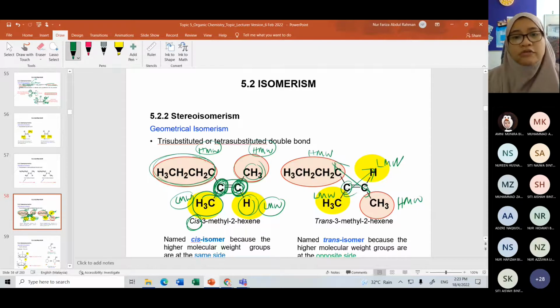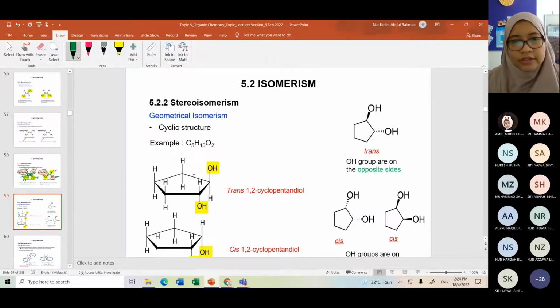So that is how you determine cis and trans for geometrical isomerism. Like I've mentioned to you for cyclic compounds last time, cyclic compounds also have cis and trans. So we focus on this carbon only. The rest we don't need to concern ourselves with too much. Focus on the carbon that bears the different groups of atoms.